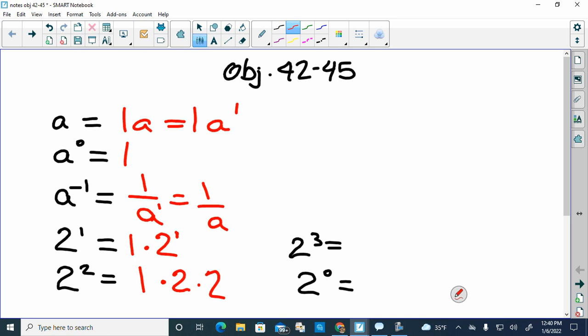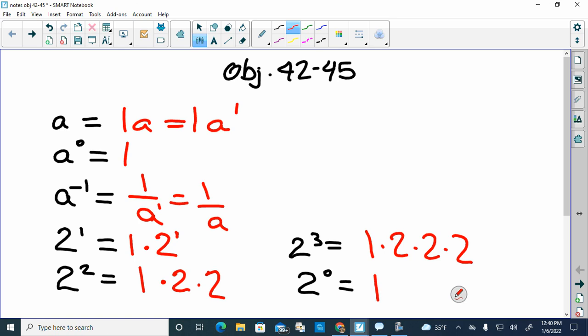So what do you think 2 to the third is going to be? Looking at the pattern, 2 times 2 times 2. Right, and now what's going to be there? 0. Wait, for which one? 1/2. Close. So when it's 2 to the 0, is there a 2? Oh, so it's just 1. Right, that means there are no 2's. Like here we have 3 of them because it says 3. Well, if there are no 2's, the answer is still going to be a 1.